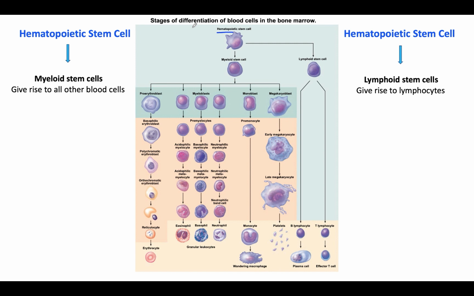Hematopoietic stem cells divide continuously and make two types of progenitor cells. One is myeloid stem cell and the other is lymphoid stem cell. Lymphoid stem cell produces lymphocyte. And myeloid stem cell produces all the other formed elements such as erythrocyte, leukocyte, monocyte, and platelet.